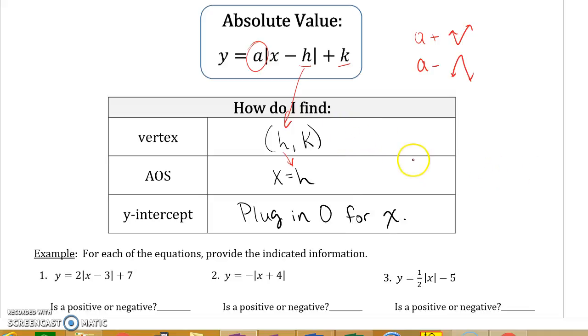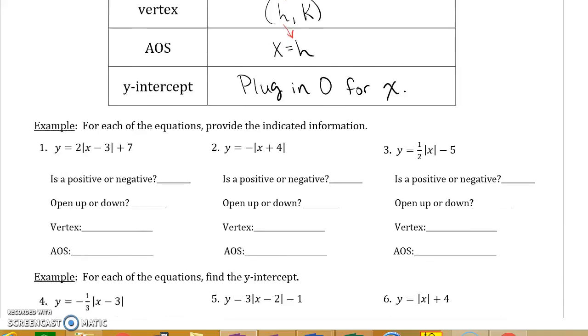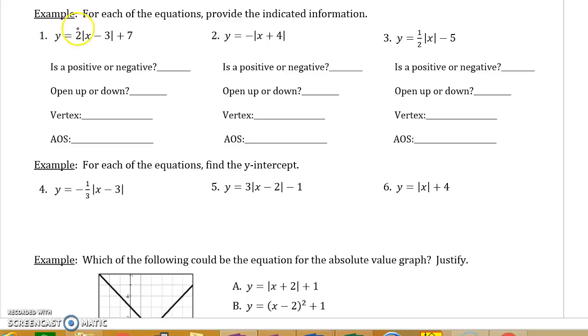Also remember, if I go too fast, you can always pause the video and you can go back if you need to hear something again. Let's go ahead and look at these examples. So is A positive or negative? Remember, A is that number in front, that leading coefficient. It's positive, which means our V will open up. The vertex is at (3, 7). Again, remember, you'll change that from a -3 to a +3, and the axis of symmetry is at 3.